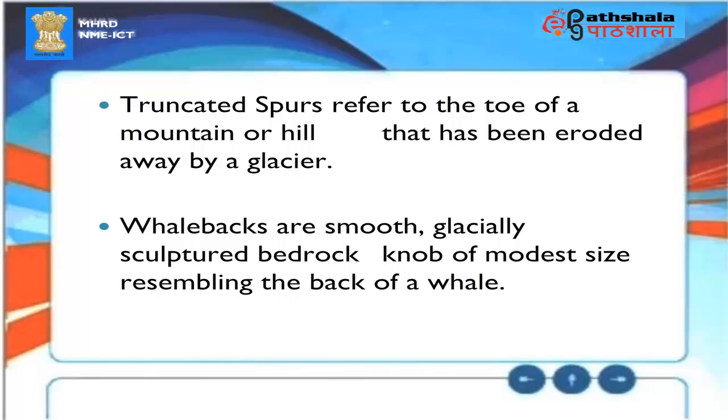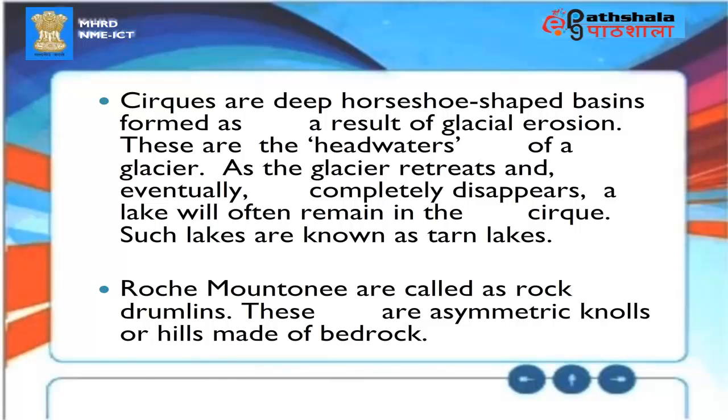Truncated spurs refer to the toe of a mountain or hill that has been eroded away by a glacier. Whalebacks are smooth, glacially sculptured bedrock knobs of modest size resembling the back of a whale. Cirques are deep horseshoe-shaped basins formed as a result of glacial erosion. These are the headwaters of a glacier. As the glacier retreats and eventually completely disappears, a lake will often remain in the cirque. Such lakes are known as tarn lakes. Roches moutonnées are also called rock drumlins. These are asymmetric knolls or hills made of bedrock.